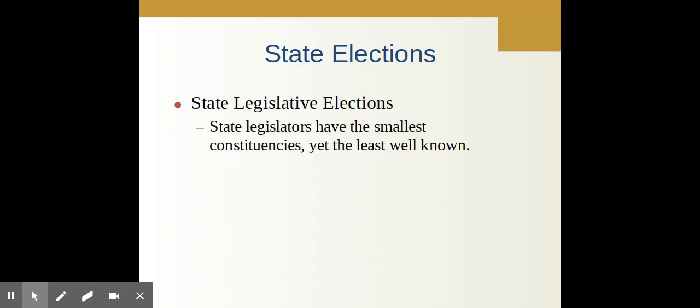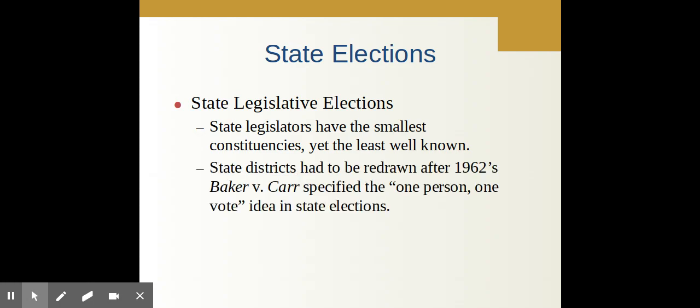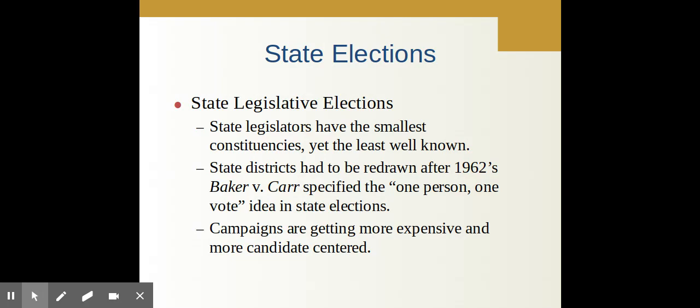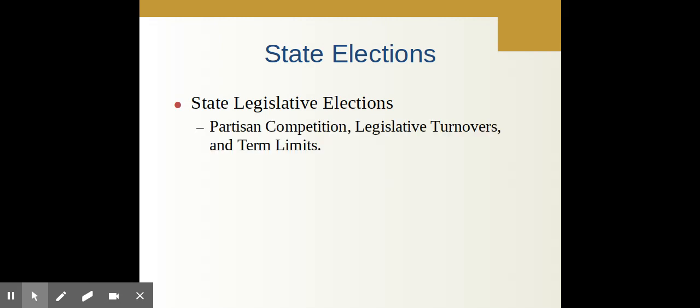State legislatures have small constituencies, yet are the least well-known. State districts have to be redrawn after the court case in 1962, Baker versus Carr. Because before that, a lot of states would give more representatives to rural areas and very few to cities. But the Supreme Court ruled that that was unfair and unconstitutional. They basically came up with the phrase, one person, one vote, so that every person should have equal representation in the legislature. And even there, campaigns are getting more expensive and more candidate-centered.